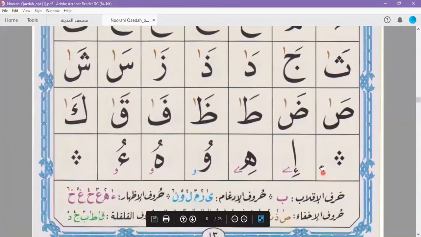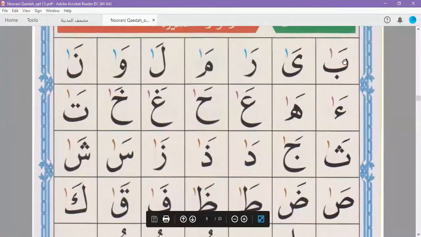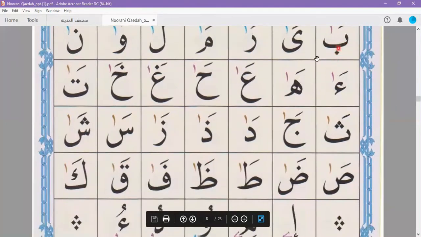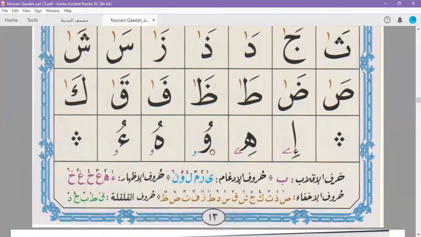Okay, now coming to this last part. We've seen that all the letters of the Arabic alphabet took alif saghira, but ya saghira is only after hamza and ha. Waw saghira is only after waw, ha, and hamza. Why is that so? The reason is ya saghira does not come except after hamza and ha, and waw saghira does not come except after waw, ha, and hamza.